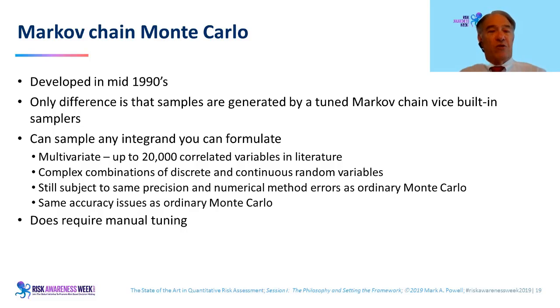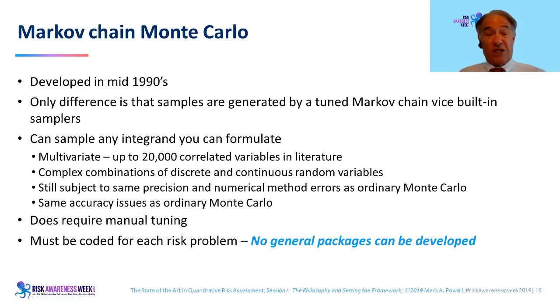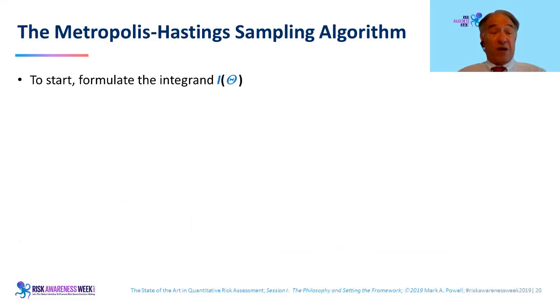Markov chain Monte Carlo has a few drawbacks. One is it does require manual tuning. This is not something you can build in a tool, unfortunately. And you have to pretty much code it up separately for every risk problem. Every risk problem is unique. You really can't build any general risk packages to do Markov chain Monte Carlo. For some specific types of problems, very, very general types of problems, you can. You can develop a general package, but it's a very, very limited set of problems. In general, every problem you'll have to code it up yourself. Fortunately, it's not that horrible to code.